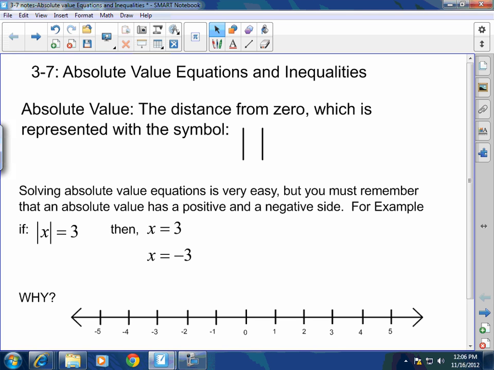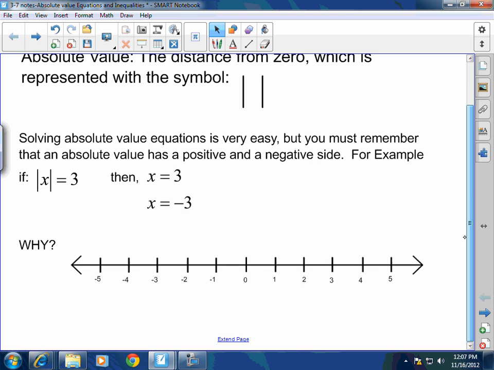So the absolute value has a positive and a negative side. Okay, for example, if the absolute value of x equals 3, I want to find what the possible values of x would be. Well, the possible values of x are going to be positive 3 and negative 3. Why? Well, let's investigate this. If the distance from 0 represents the absolute value, and whatever this value of x is has a distance of 3, then let's think about this.